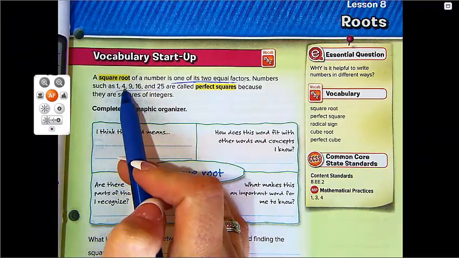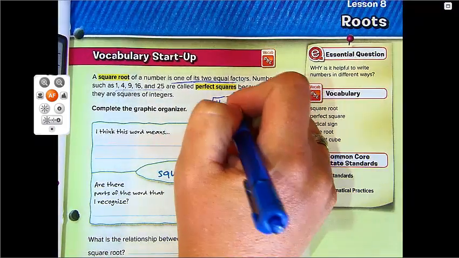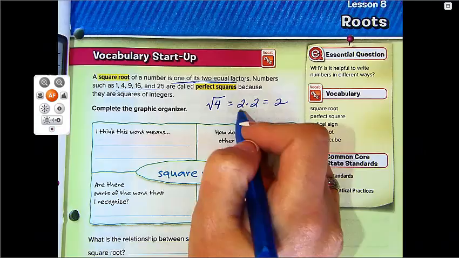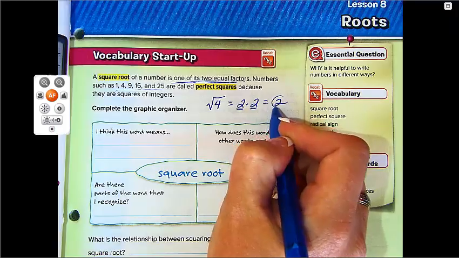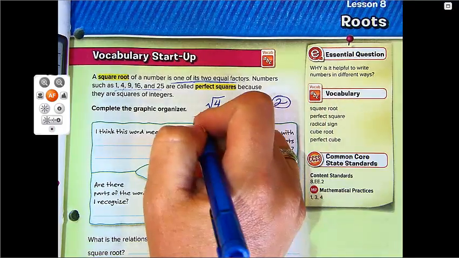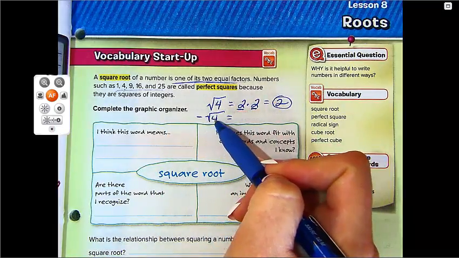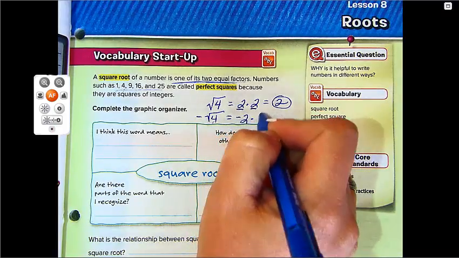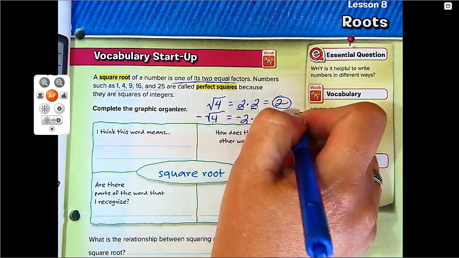But if I look at the square root of 4, what two numbers can I multiply together that are the same that equal 4? Well, the square root of 4 is 2 times 2, so the square root of 4 is 2, because I can take a positive 2 and a positive 2 times each other to get 4. If I have this sign, that means I want what two negative numbers that are identical can I multiply together to get 4? And the answer is a negative 2 times a negative 2. So the negative square root of 4 is a negative 2.